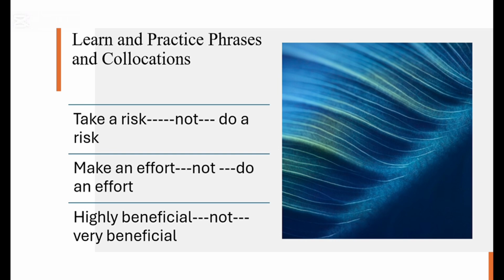Collocations are the words that go together. To become more fluent, or to use the phrases in your conversation fluently, we need to learn and practice word phrases and collocations. For example, here is a phrase like take a risk. We need to use it like take a risk rather than using do a risk. The right form is take a risk. So these are the words that go together. We do not need to say do a risk.